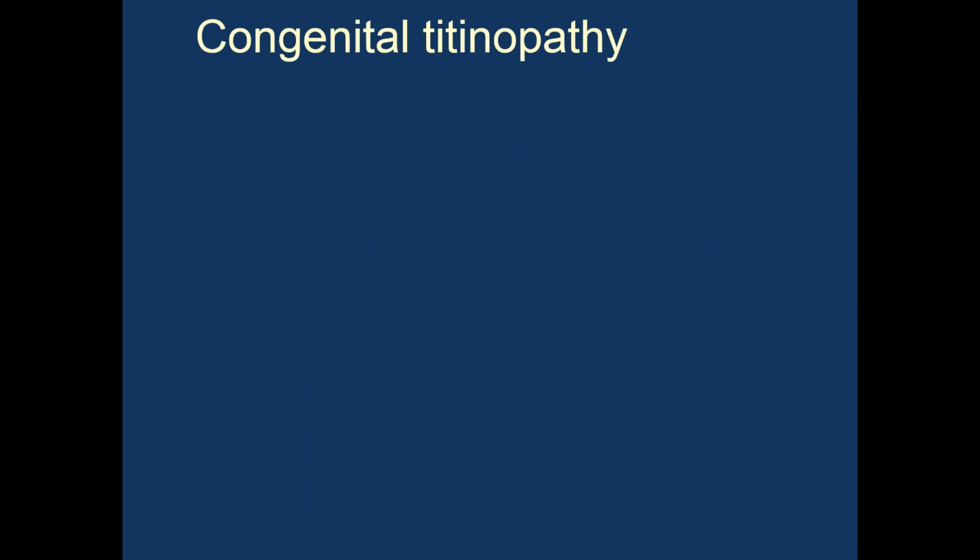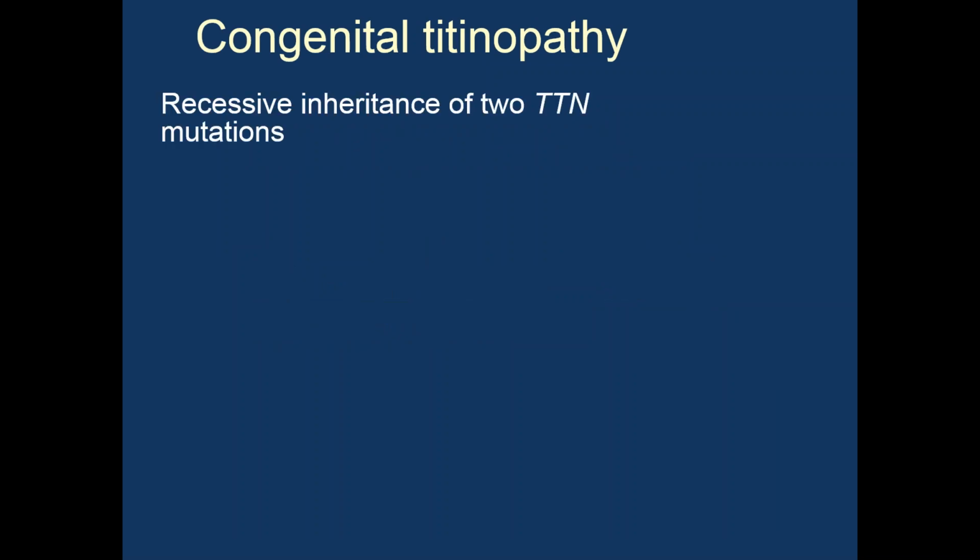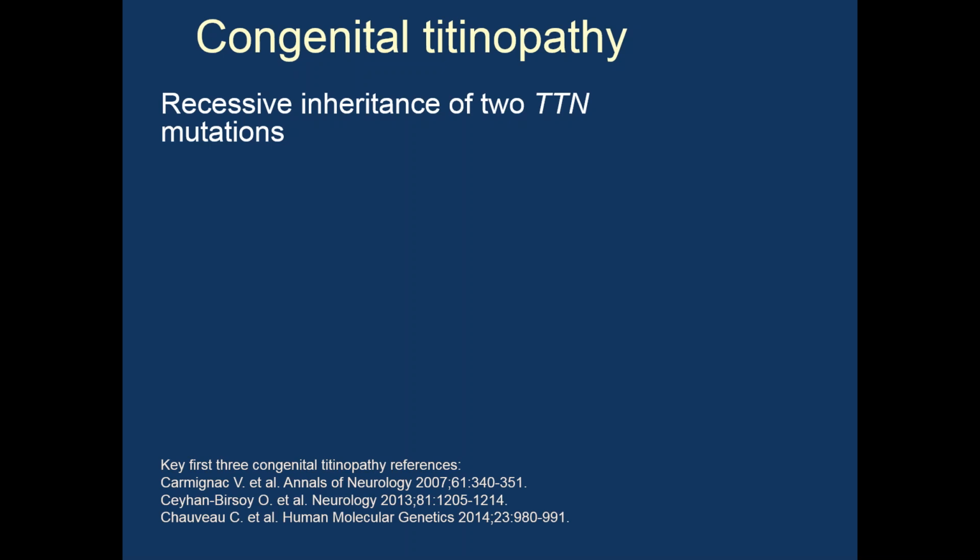So congenital titinopathy, let's focus on that for a little while. This is a condition caused by inheritance of 2 mutations, one on each copy of the titin gene that we have in our cells. So we have 2 copies in each cell. And the first couple of papers to describe this condition, and the condition was described under other titles in these 3 papers, like centronuclear myopathy. But these are basically the first 3 papers that describe this condition under separate labels.